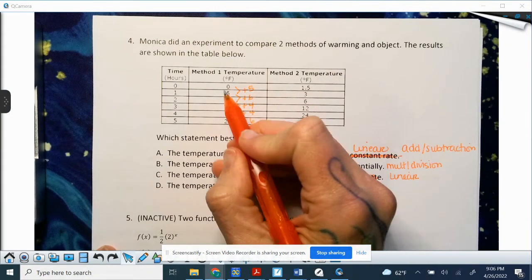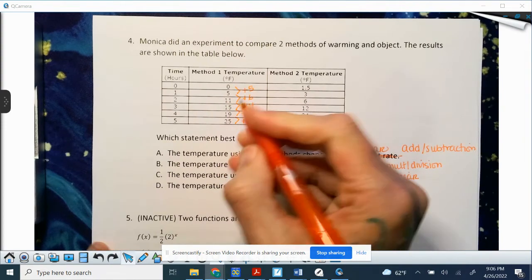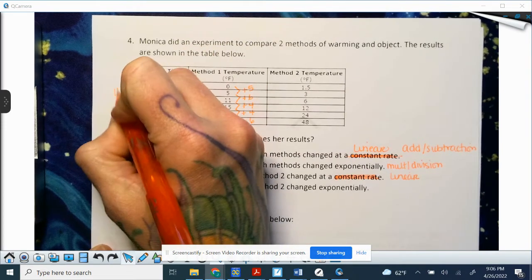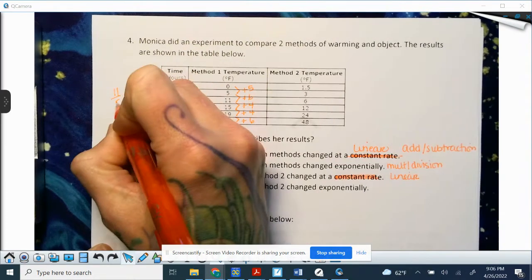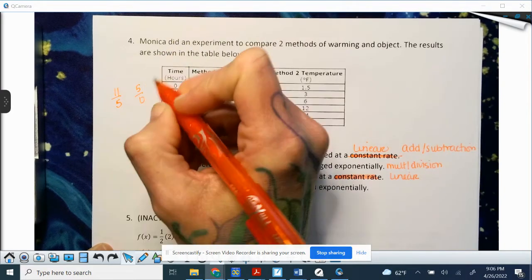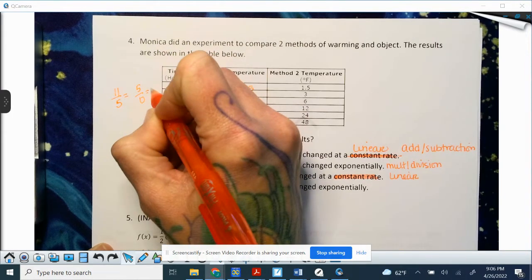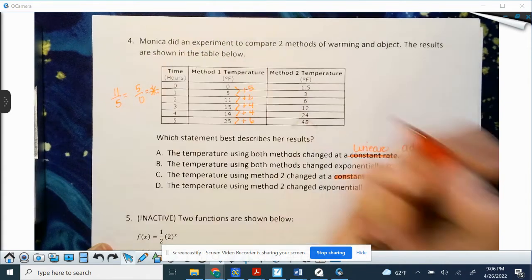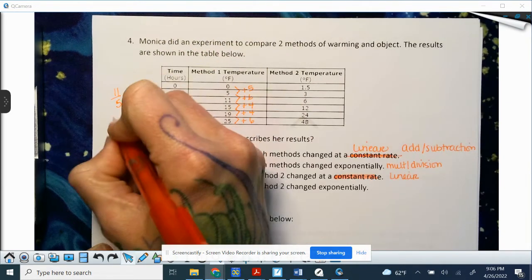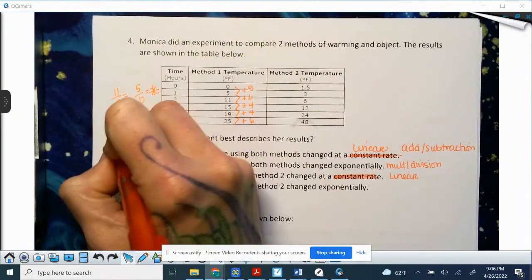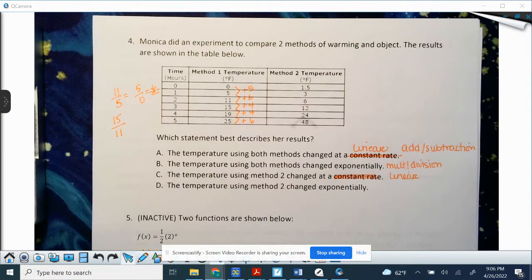Again, there's nothing I can multiply by, but you can check this by doing 11 divided by 5, and then 5 divided by 0, which you know you can't divide by 0. So that's your big no-no. But 11 divided by 5 should match 15 divided by 11. So you're taking the one from the bottom, so working backwards. So 11 divided by 5 is 2.2.